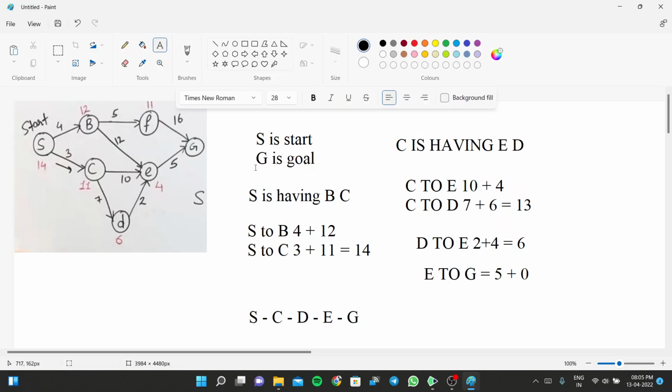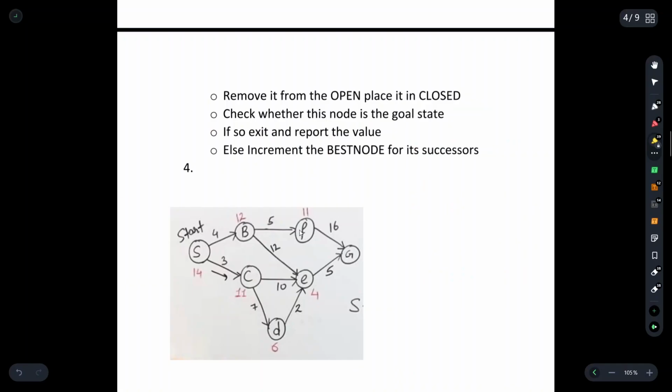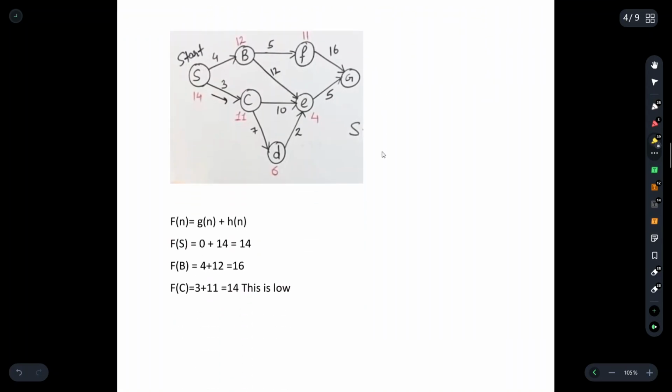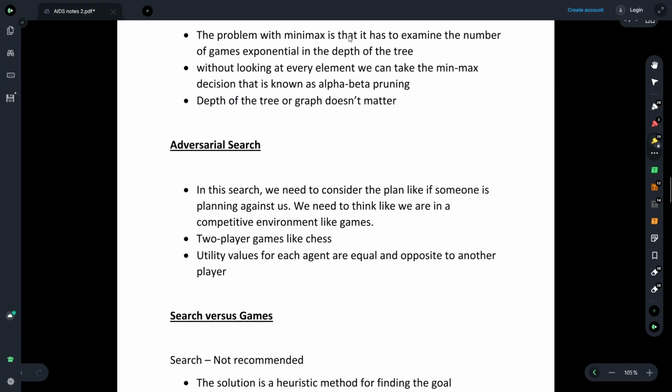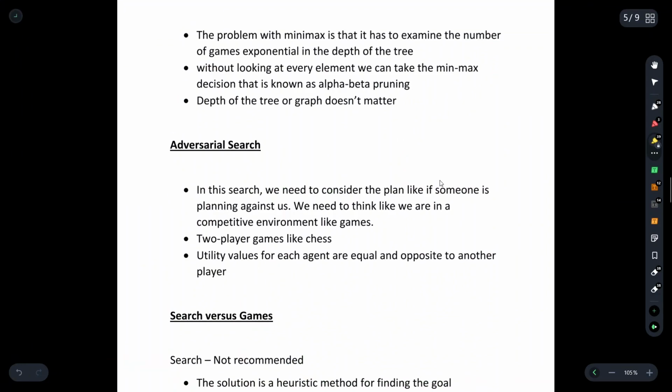So here we can see, after finding C as the best heuristic value, we need to make sure that it is the best one, and we need to name it as the best node. Else, we need to move on in that particular case. And to understand the min-max algorithm, we need to know some scenarios.